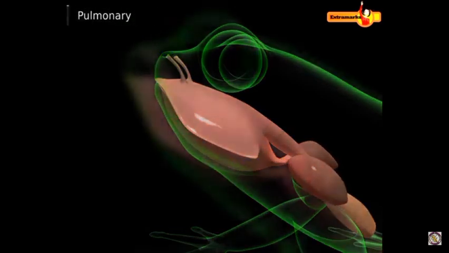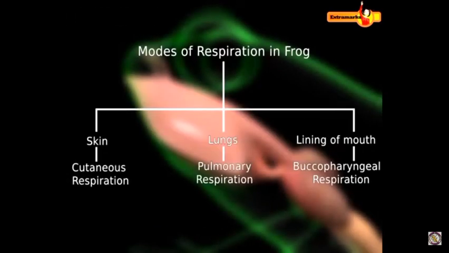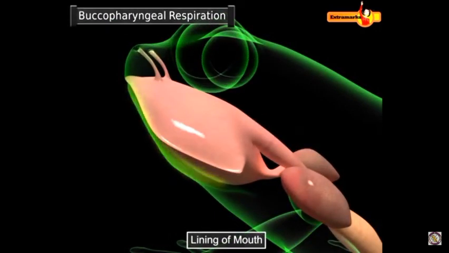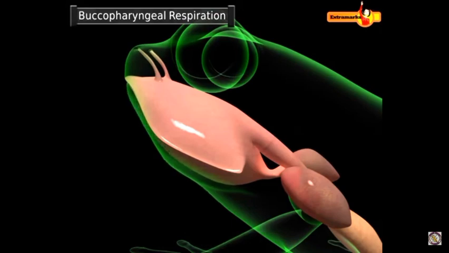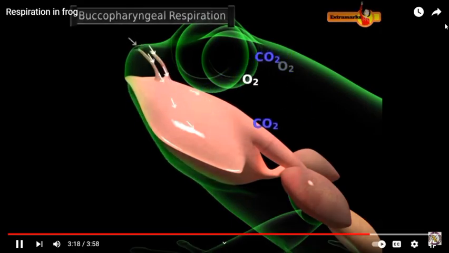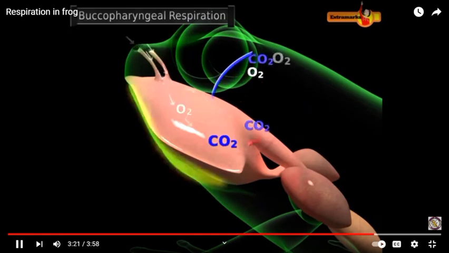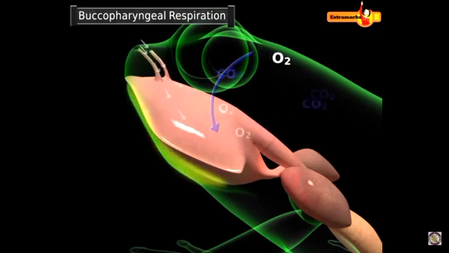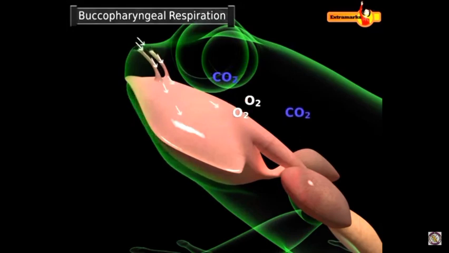Besides skin and lungs, a frog can exchange respiratory gases across the moist lining of its mouth or buccal cavity. During lung respiration, when a frog draws air into its mouth cavity, the lining of the mouth absorbs some oxygen from this inhaled air and gives out carbon dioxide. This is called buccopharyngeal respiration.